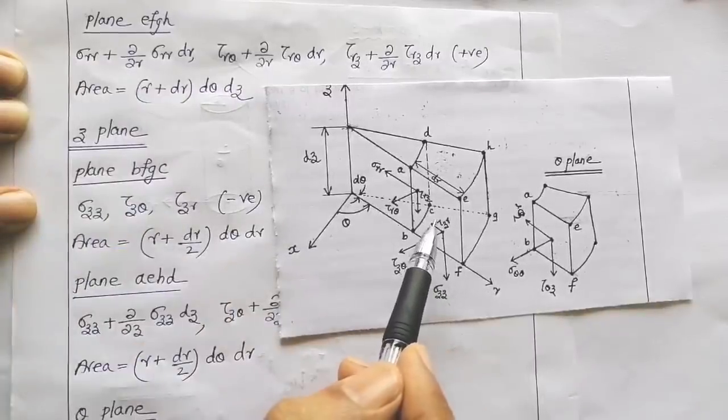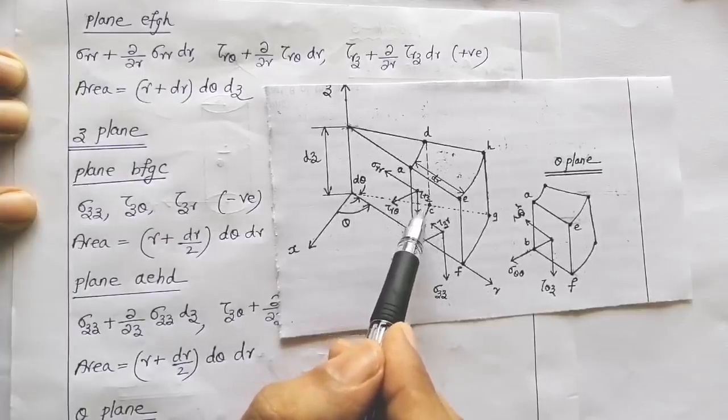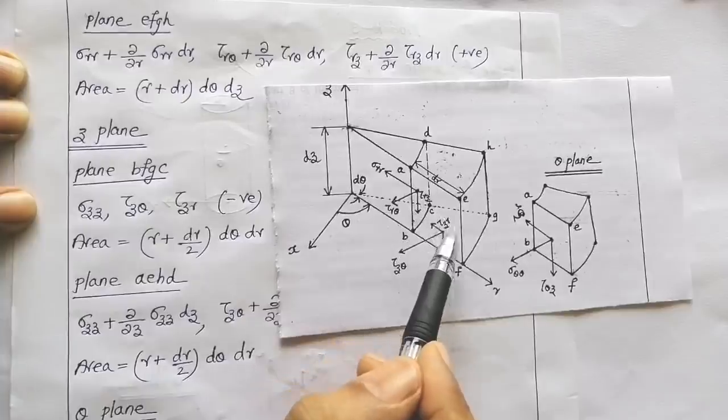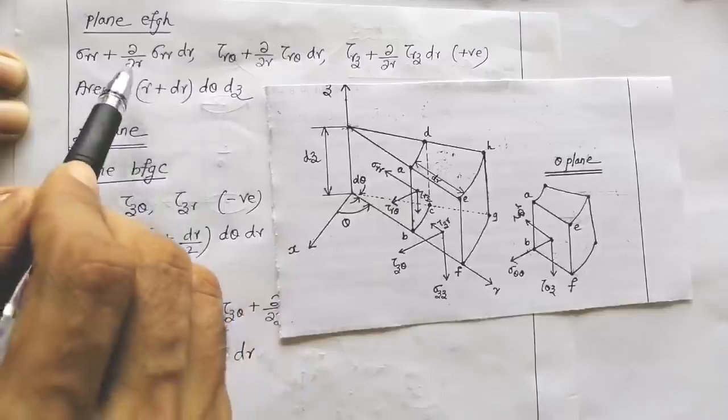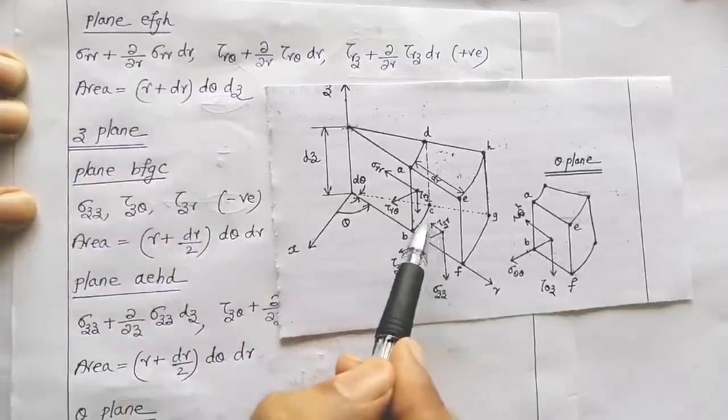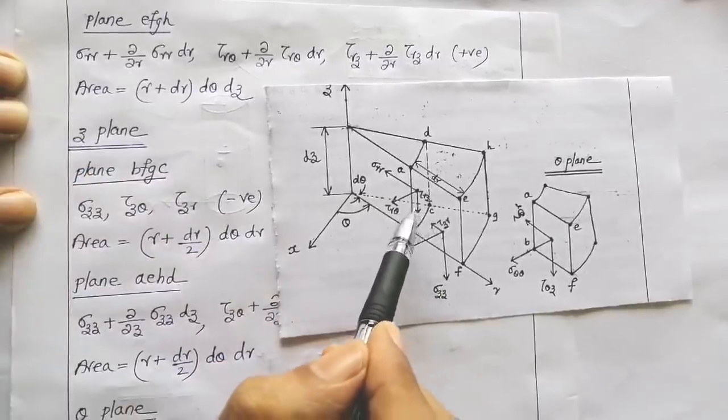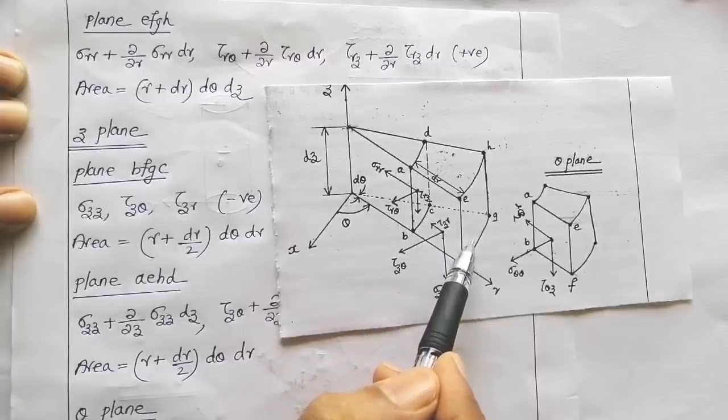How does this ∂/∂R come? ∂/∂ of which axis am I traveling? I am traveling in the R axis. So ∂/∂R of which quantity am I taking? I am taking sigma RR. Now, into how much distance have I traveled? From this plane to this plane I have traveled dr distance.